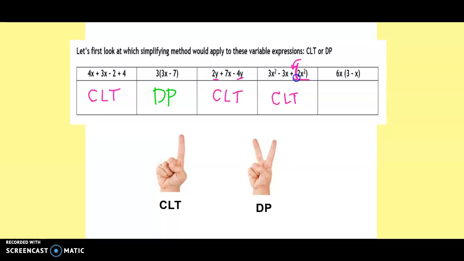In this example, these parentheses are basically separating signs. All right, and then the last problem there, 6x times the quantity 3 minus x. This would be another example of distributive property. We have a term right out front of our parentheses, buddied directly up to that parenthesis. So that would indicate multiplication as the operation, which would mean that we need to distribute it. So hopefully you did pretty well at identifying the simplifying method that would apply.